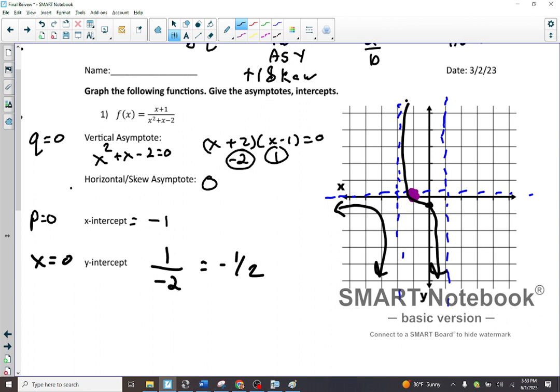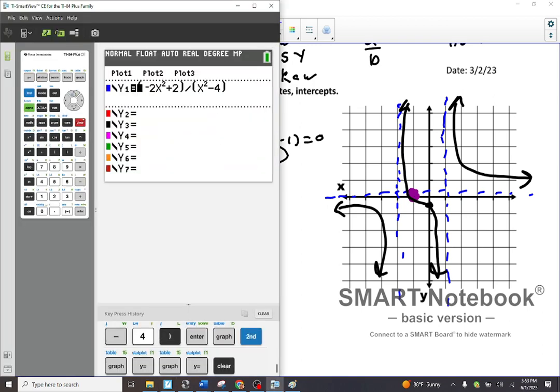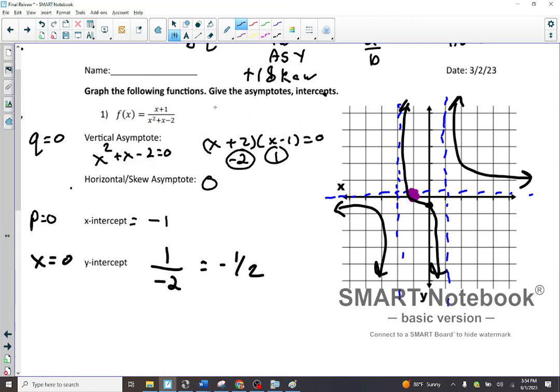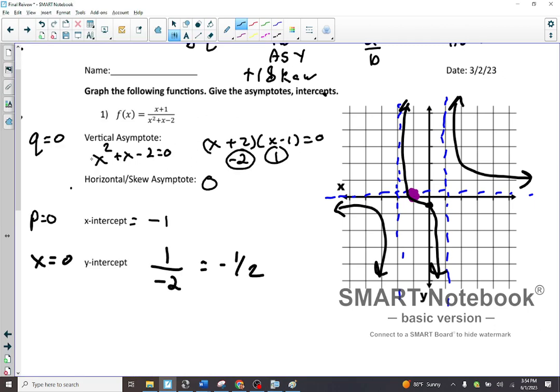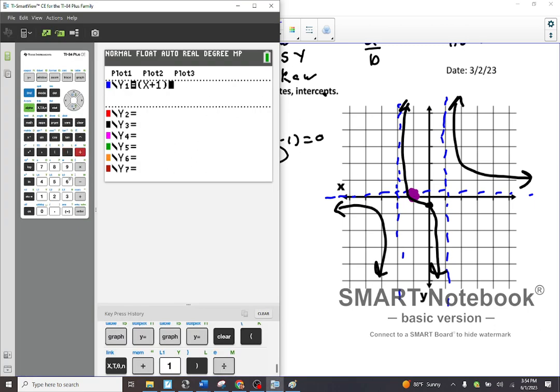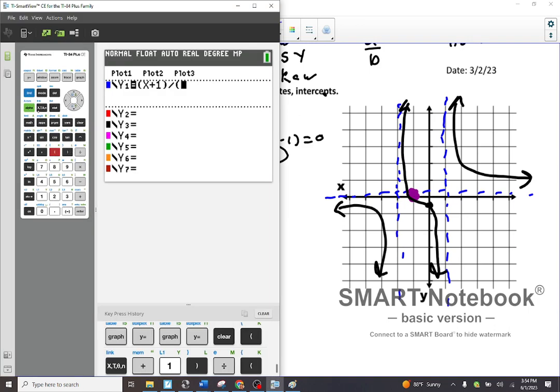But you can type this into a calculator. I'll show you how to do that. If you want to type it into the calculator, you go to y equals. Remember to use parentheses in these situations. So the top part is x plus 1, while the bottom part is x squared plus x minus 2.